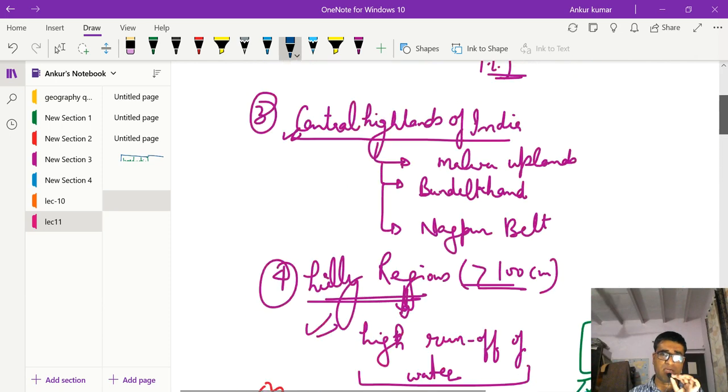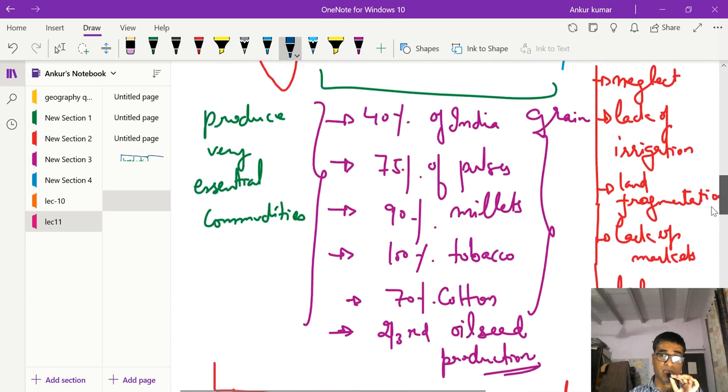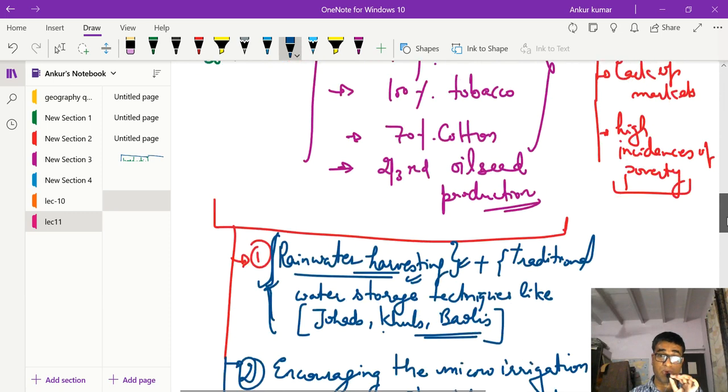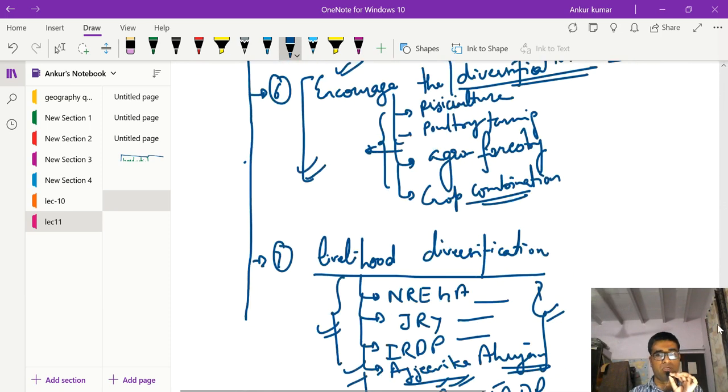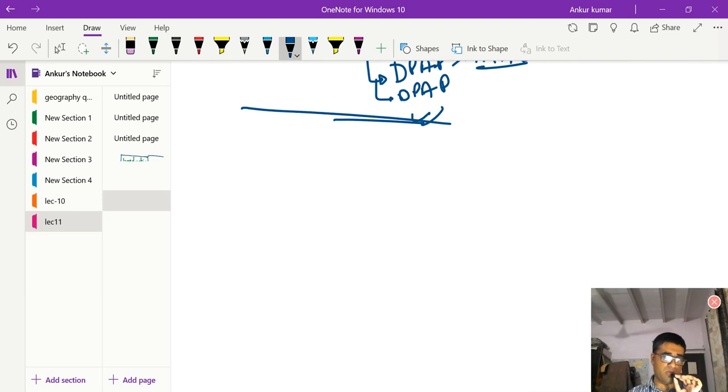So we started with the dryland region, dryland farming, then the four regions of India, their significance, what is the problem, and what are the solutions. Okay, so this is the dryland farming. Okay, now it's been 1 hour. The next topic is for the next class, so we are finishing it here in this class.